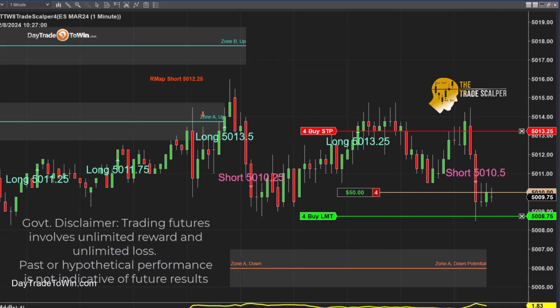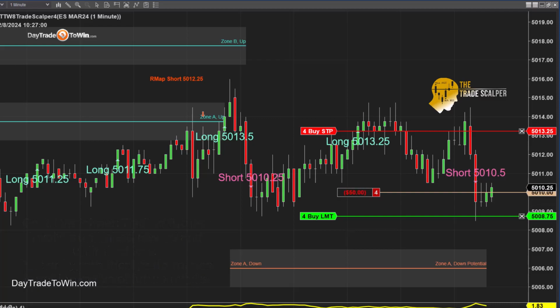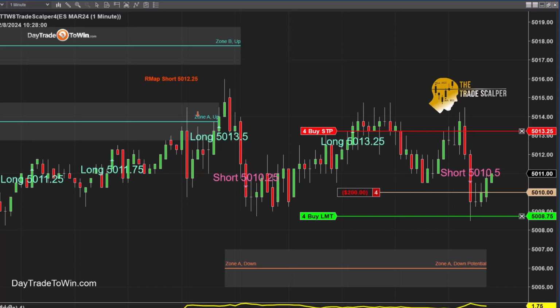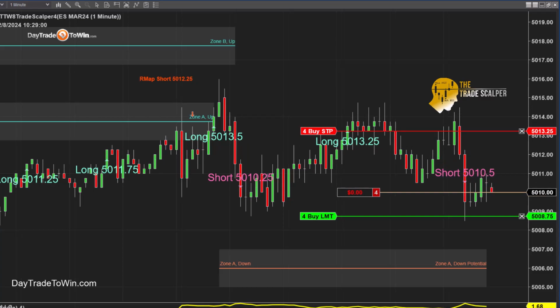So the Trade Scalper signal, 5,010.50. The reason why I like this signal, remember the signals that you're seeing are exactly the same for everyone who has the Trade Scalper software as well as the roadmap software. So it's exactly the same. This is price action trading. There's no optimization. The signal is very clear. It's a short. The text is on the chart.